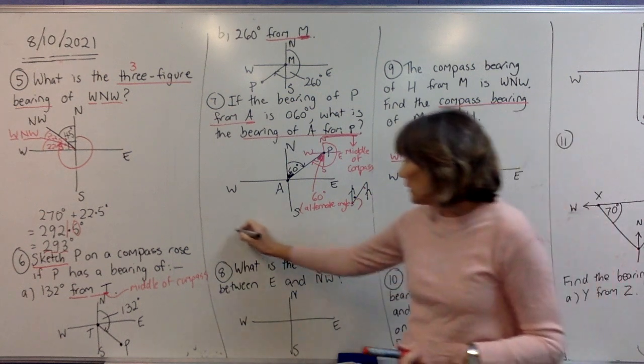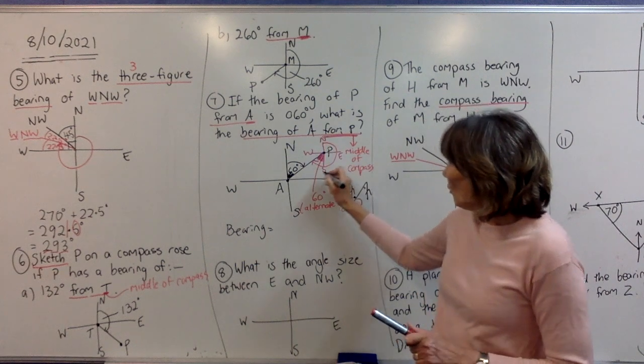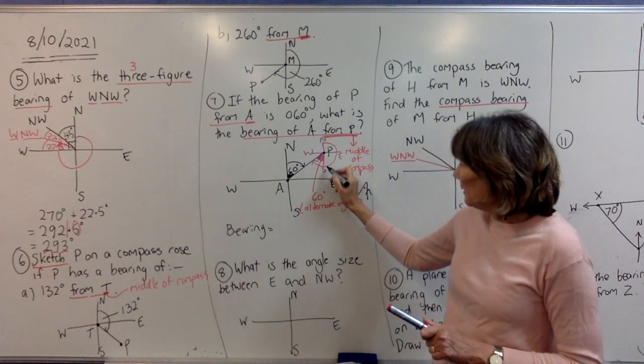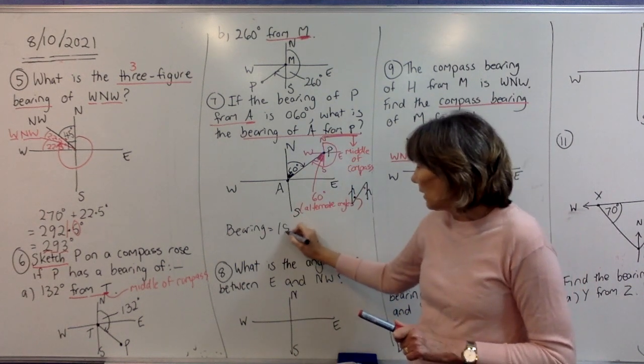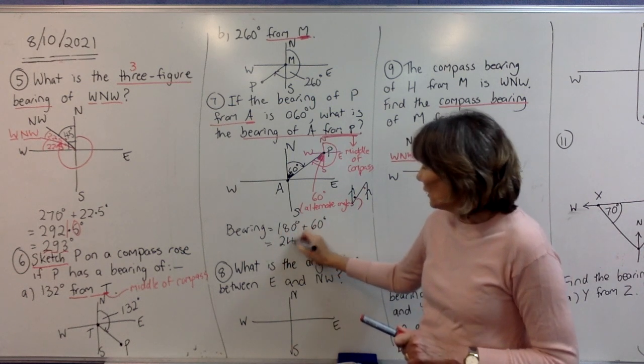All right, so our bearing itself, what are we doing to work this out? This whole thing here, we've got 180 plus that bit which we just discovered was 60, and your answer is 240 degrees.